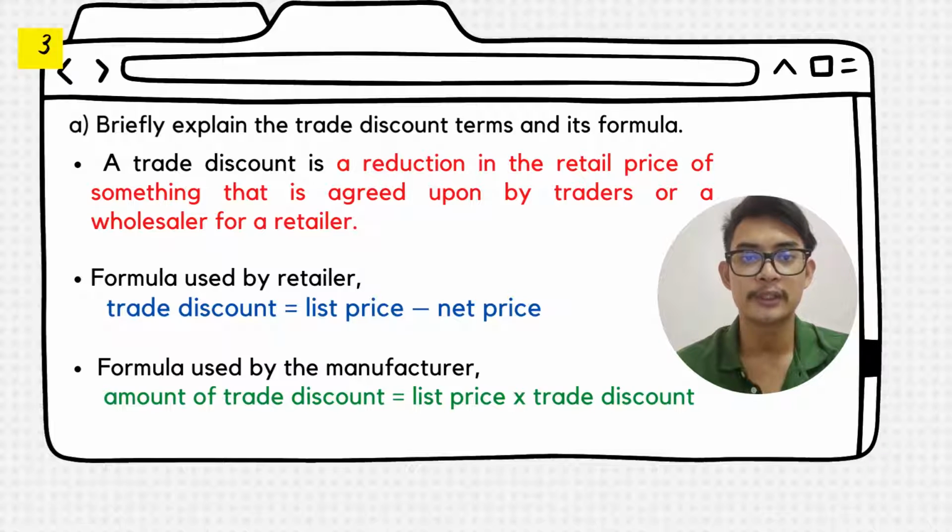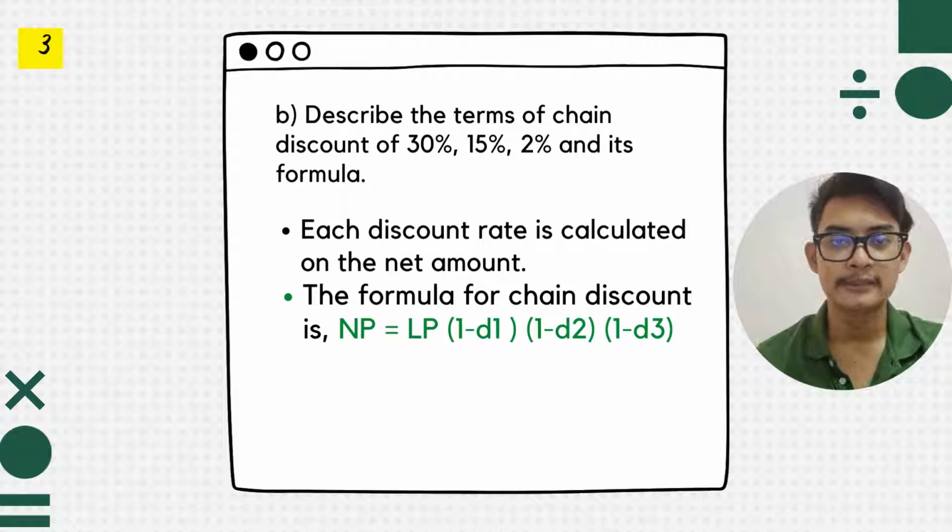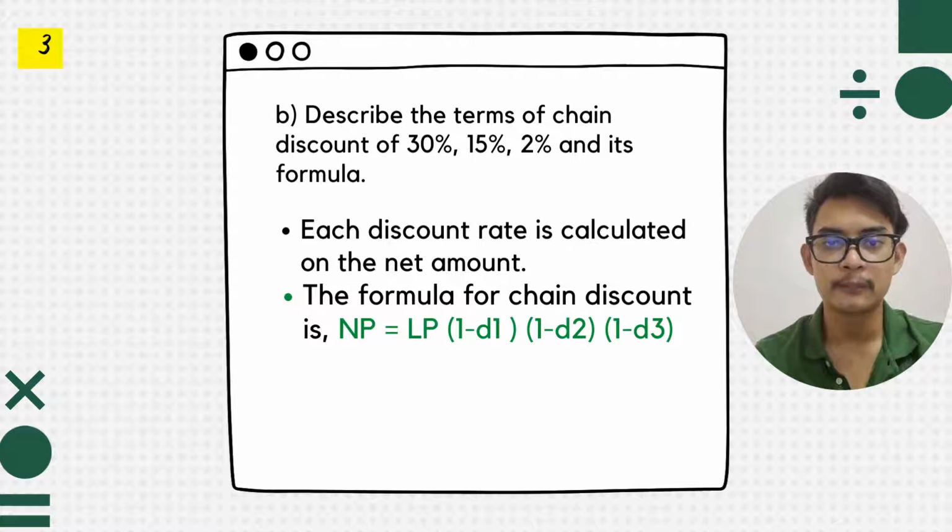The second formula is used by the manufacturer. The formula is the amount of trade discount equals list price multiplied by trade discount rate. B. Describe the terms of chain discount of 30%, 15%, 2% and its formula. Each discount rate is calculated on the net amount. The formula for chain discount is NP = LP(1 - D1)(1 - D2)(1 - D3).